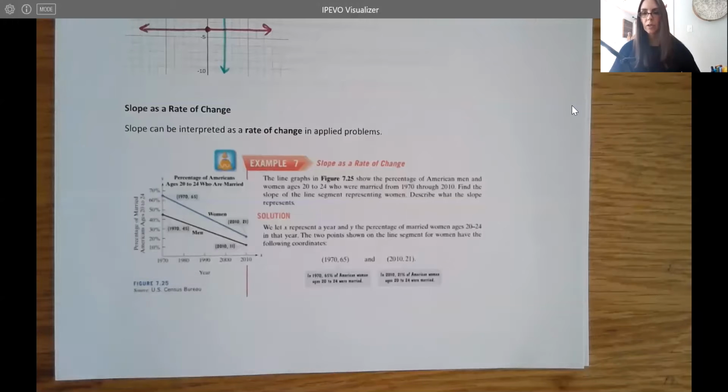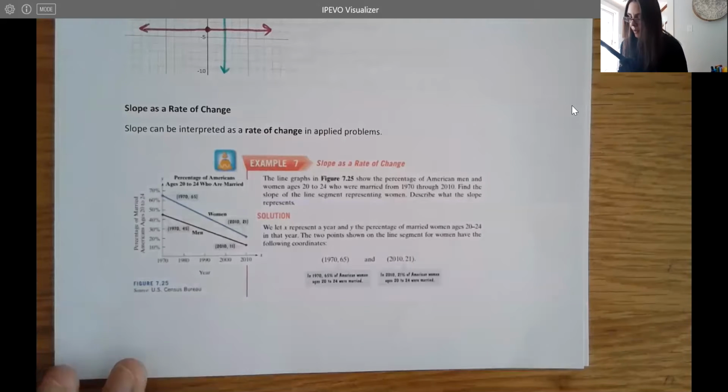Next, I want to do some applications here. So one thing with slope is we can also think of slope as a rate of change. We use this idea a lot in application problems, where instead of thinking of it as a vertical to horizontal change, which it still is, we just think of it as a change overall, like an average change overall. So it can also be interpreted as a rate of change.